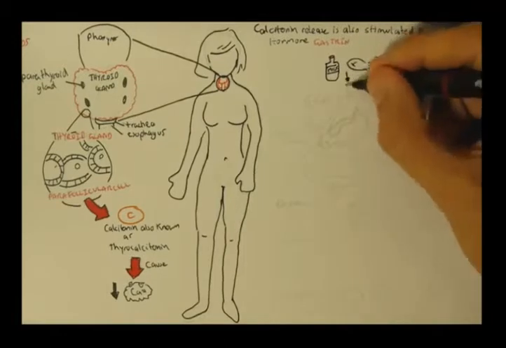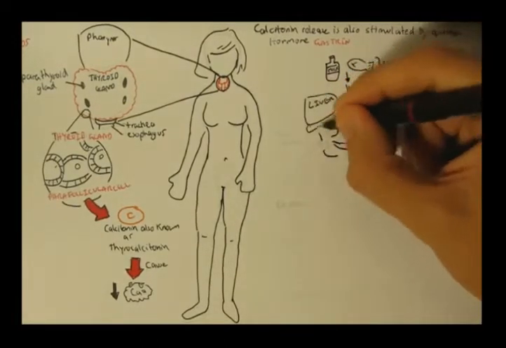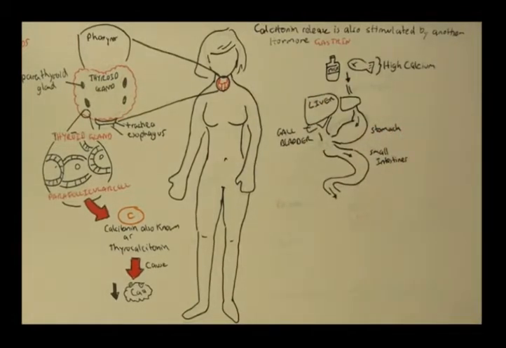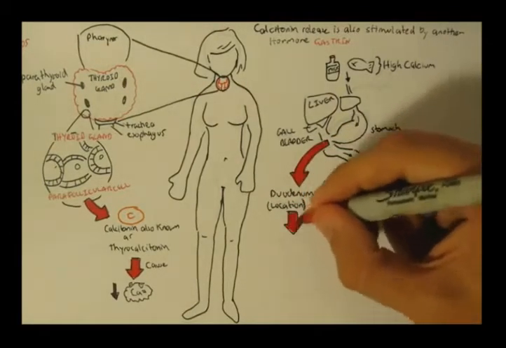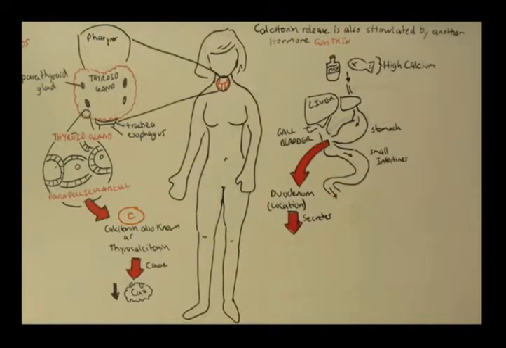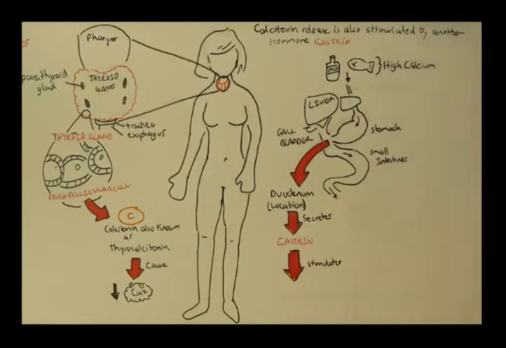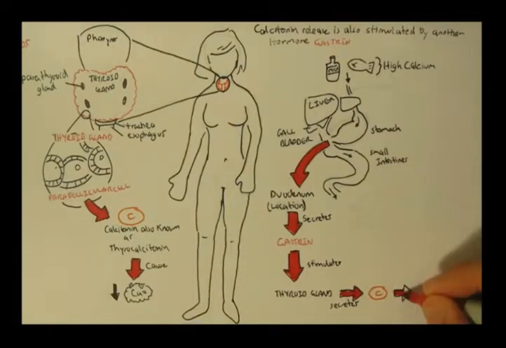If we eat a high calcium food, such as fish and milk, it would travel down to the stomach and through the small intestines. An area after the stomach and the beginning of the small intestine is referred to as the duodenum. And the duodenum will sense these high amounts of calcium being eaten, and then will begin secreting gastrin. Now gastrin will stimulate the thyroid glands, which then will release calcitonin, which then will reduce amounts of calcium in the plasma at that current moment.